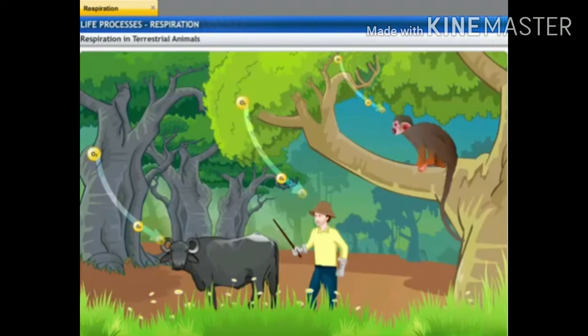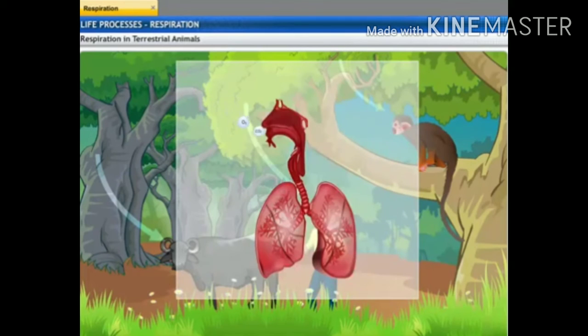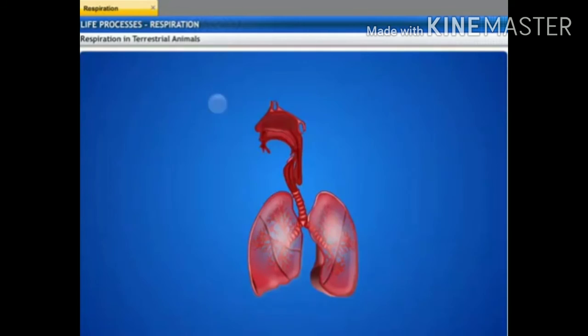Terrestrial animals have special organs for taking in oxygen from the atmosphere. All these organs have a structure that is in contact with the atmosphere. This structure increases the surface area for diffusion of air into the organs.